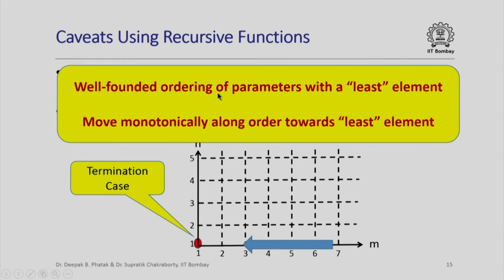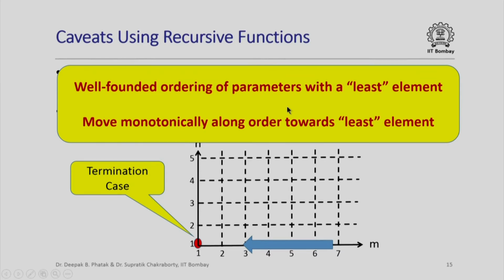So in more abstract terms or in more mathematical terms, what we are really saying is that the values of the parameters must have an ordering among them which should be a well founded ordering. If you do not know what well founded ordering is, it is fine. Just remember that the values of the parameters must be ordered in a certain way, and in this ordering there must be a least element.